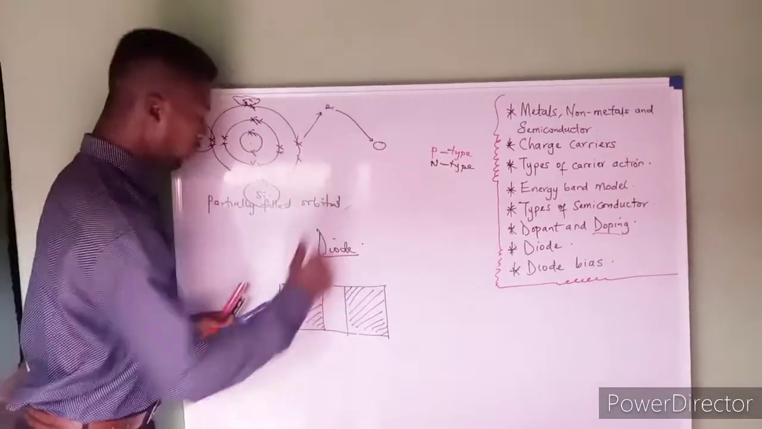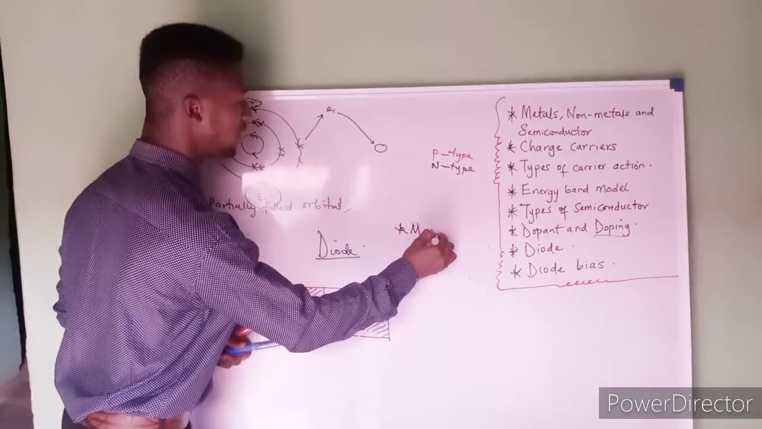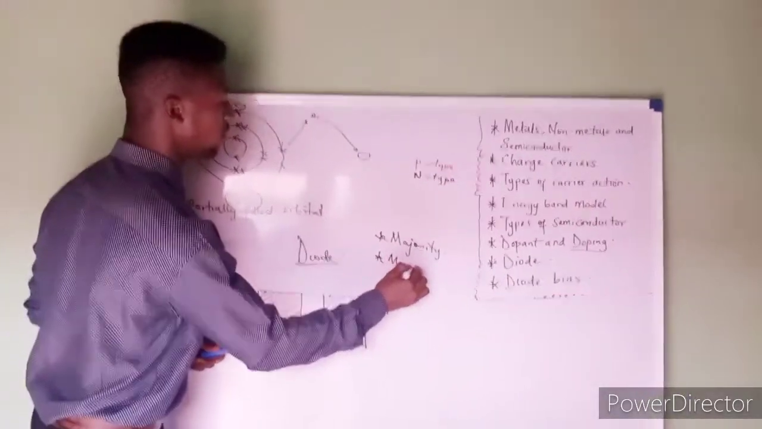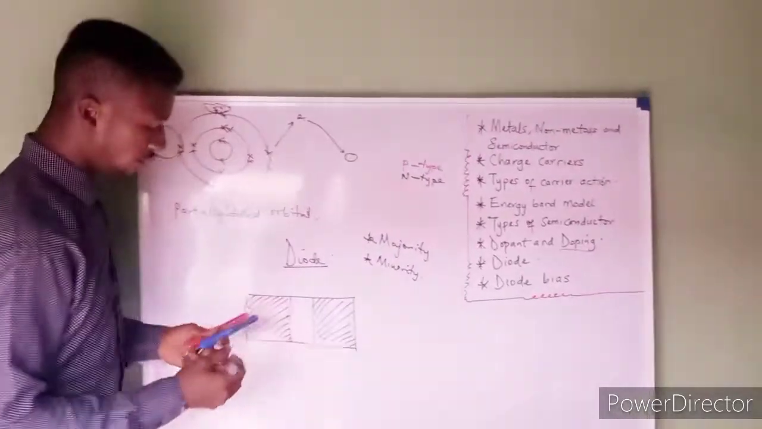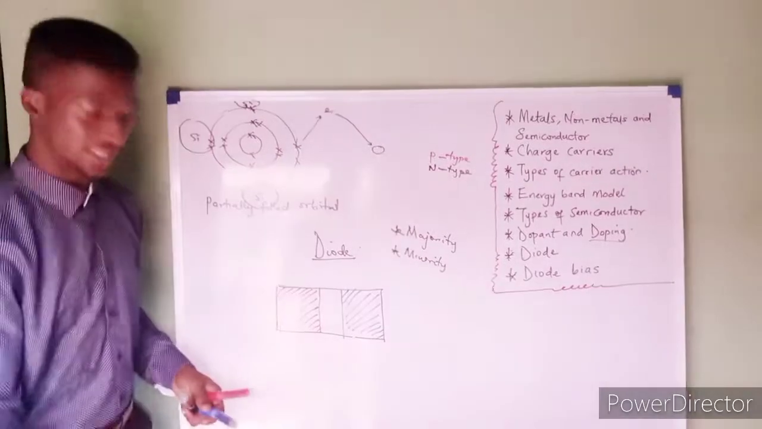We call it a diode. We have two things to be recognized here. We call them majority and minority. Majority means what you have in excess. Minority means what you have less.